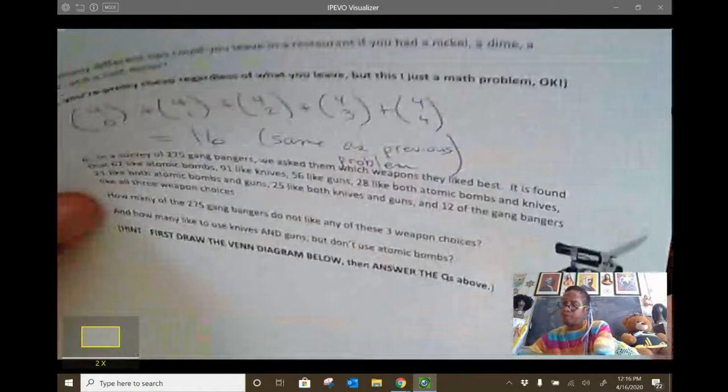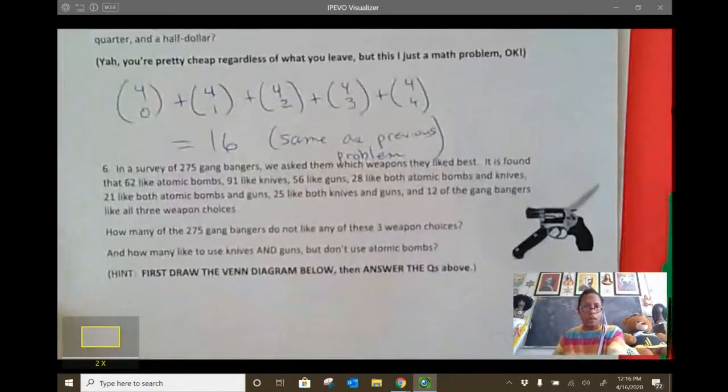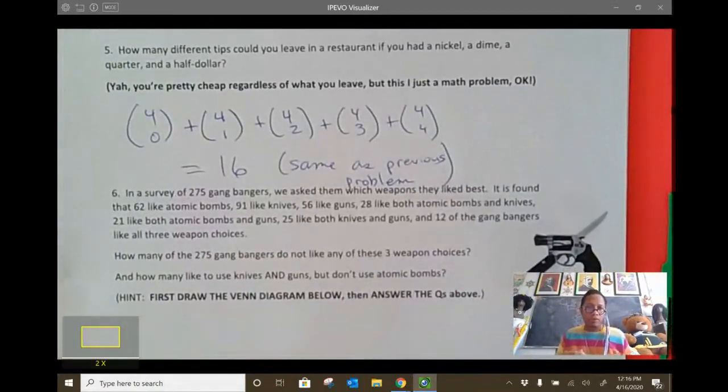Okay, let's get a little violent. Question: in a survey of 275 gangbangers, we asked them which weapons they like the best. It is found that 62 like atomic bombs, 91 like knives, 56 like guns, 28 like the bombs and knives, 21 like the bombs and guns, 25 like knives and guns, 12 of the gangbangers like all three weapon choices. Oh, how awesome of those 12. I mean, to be that open-minded. How many of the 275 gangbangers do not like any of the three weapons?